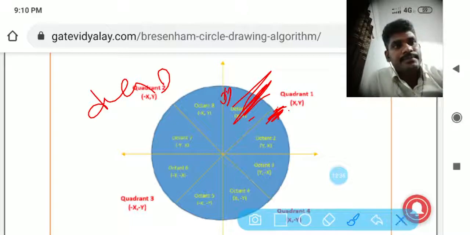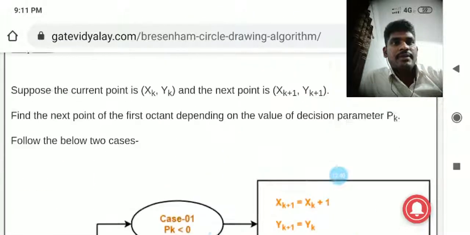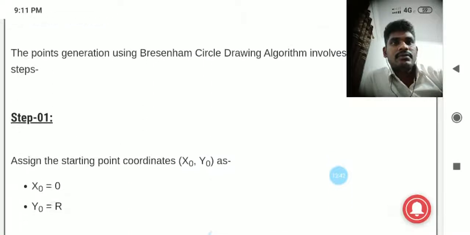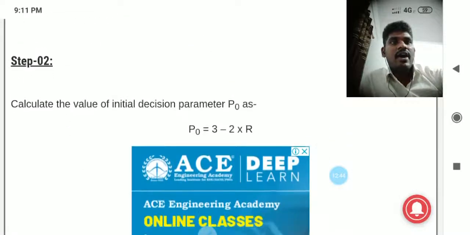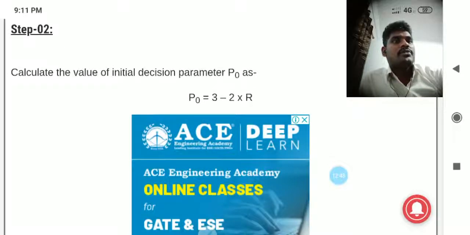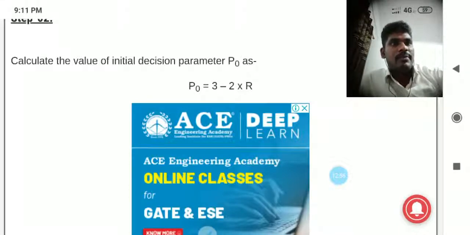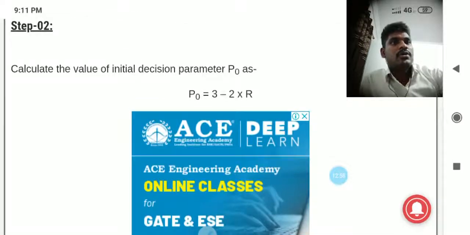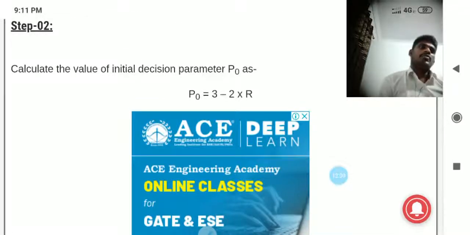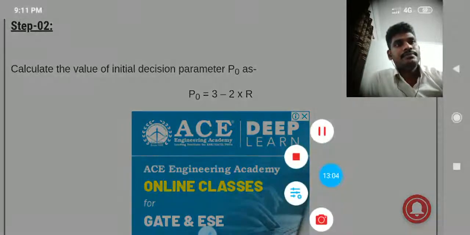Look at here, decision parameter. So here, calculate the value of the initial decision parameter P0 as P0 equal to 3 minus 2r. This is the derivation for that. So this is the value of the decision parameter. We have to substitute this value. Remember this decision parameter value. How does this value come? I will show you how this value comes.